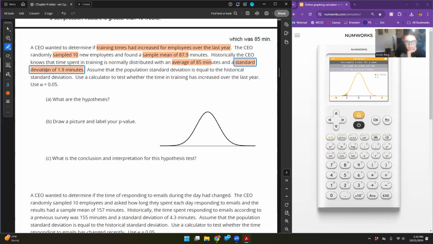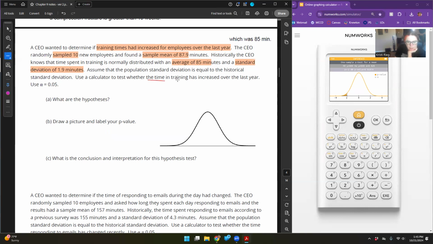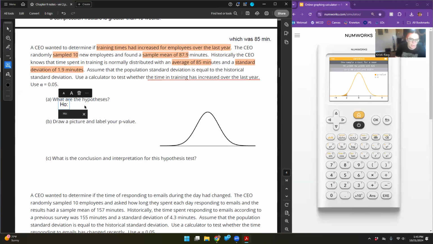Use the calculator to test whether the time in training has increased over the last year. Okay. That's the same basic idea. I'll just underline it just so when we're writing the claim, we'll have a couple different ways. Over the last year, remember, which was 85 minutes. Okay, so what are the hypotheses? We have our null and we have our alternative. We are only talking about mu in this section.